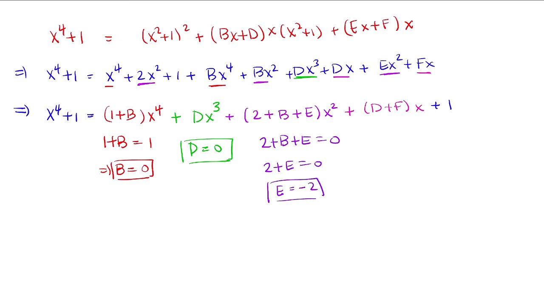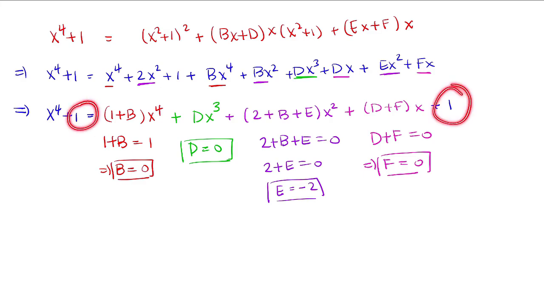Then we have d plus f. Well, we also have no linear terms, so d plus f has to be 0 as well. So d plus f is equal to 0, but we know that d is equal to 0, so f is equal to 0. And then finally, we have that 1 is equal to 1 as expected.